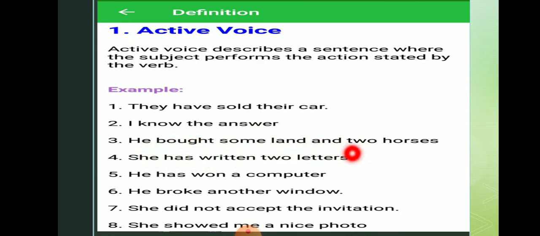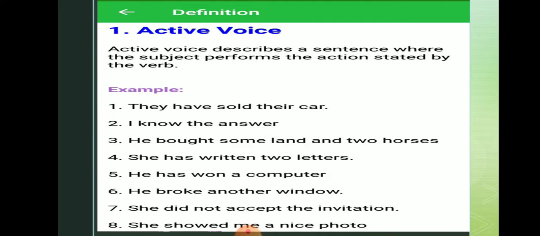He bought some land and two horses. He is the subject, bought is the verb, some land and two horses is the object. She has written two letters. She is the subject, has written is in present perfect form of tense, two letters is the object. He has won a computer. He is the subject here again, has won is the verb, a computer is the object. He broke another window. Here he is the subject, broke is the verb, another window is the object.